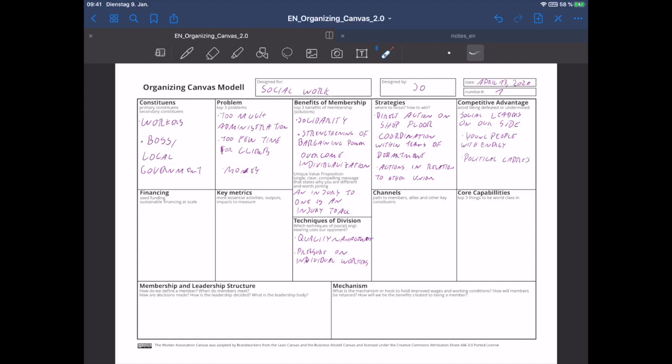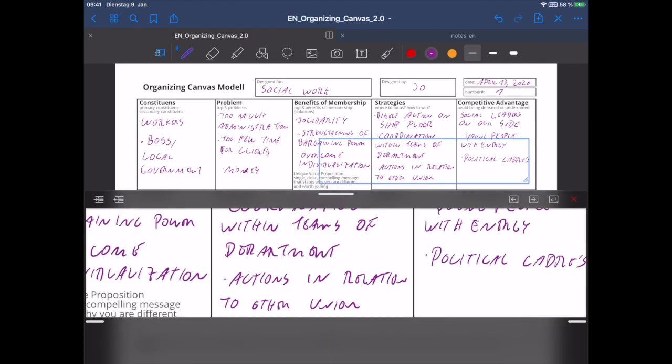And the third one here is political colors, because from experiences of other IWW campaigns, you can see that if there are people who are explicitly going into the shop as a political project, then sometimes they take more risks, and that could be helpful if it is used in a good way.